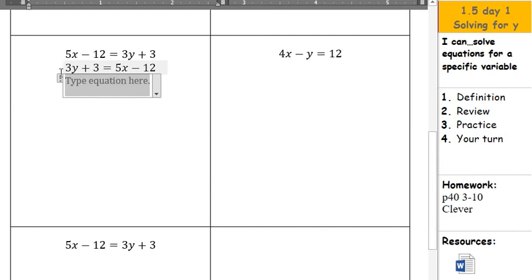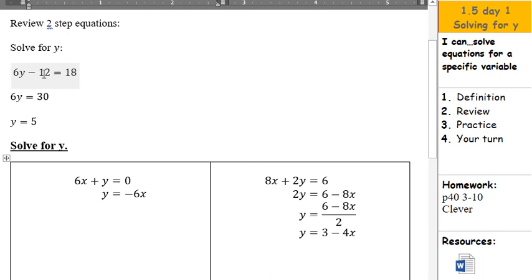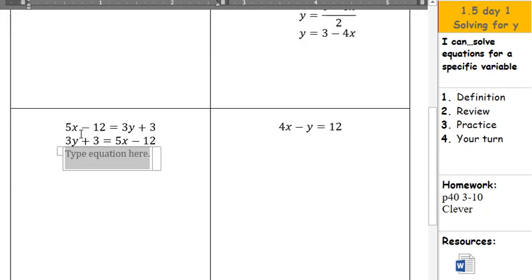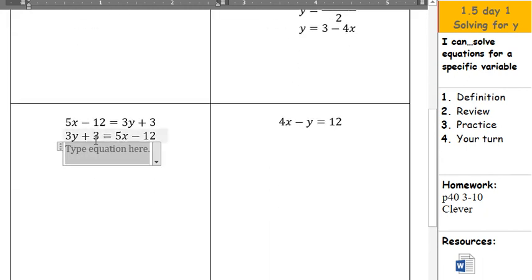Now I'm just trying to get everything that's on the y side away from it. Just like I did up here when I was solving this equation. I added 12 to both sides. This time I'm going to subtract 3 from both sides.